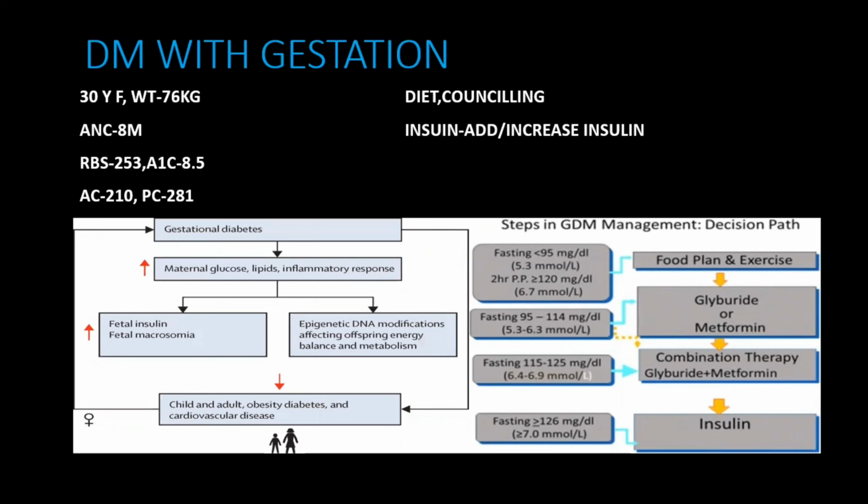So suppose gestational diabetes, if it is there: food plan and exercise. Fasting glucose more than 95, 2 hour postprandial more than 120. If fasting is 95 to 114, glyburide or metformin can be given. If it is 115 to 125, combination therapy, glyburide and metformin. And if it is more than 126, we can give insulin.